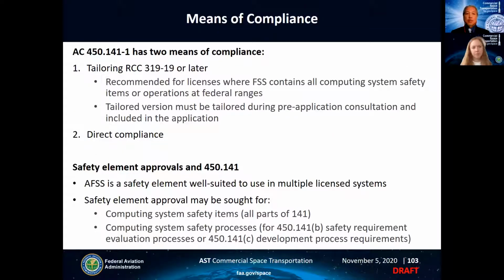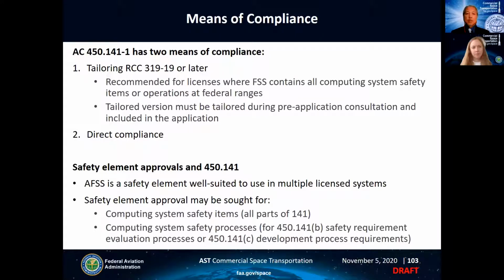In our advisory circular associated with this regulation, we specify 2 means of compliance. One is to tailor RCC 319-19 or later, which is recommended for licenses where a flight safety system contains all of the computing system safety items, or for operations at federal ranges that require RCC tailoring besides. And the tailored version must be submitted during pre-application consultation, included in the application. The second path is direct compliance with the 4 subparts of 141.